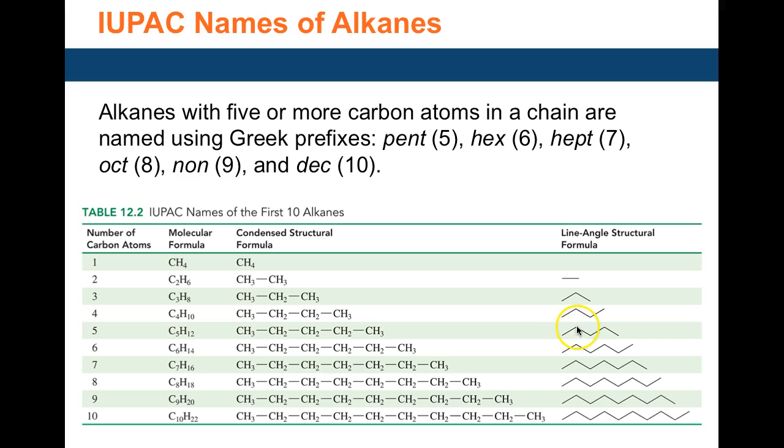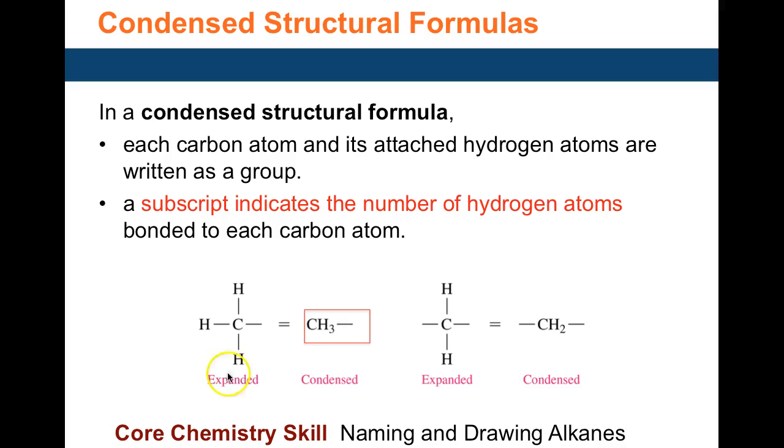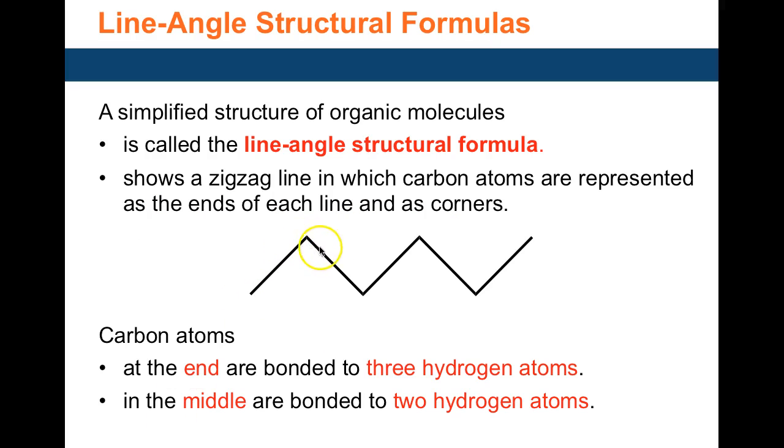You're simply counting the number of points in the zigzag line to see how many carbons are present. With decane, you have 1 2 3 4 5 6 7 8 9 and 10 points. At the ends of the line, it's CH3. In the middle, the midpoints have a CH2. When you condense it, you group those carbons and hydrogens that are joined together. The end carbons are CH3 and the middle carbons are CH2. The subscript indicates the number of hydrogens bonded to that particular carbon. Then you have the line angle structural formula, which represents these structures with just lines. With zigzag lines, the ends have 3 hydrogens, the middle points have 2 hydrogens, and each point has a carbon there.